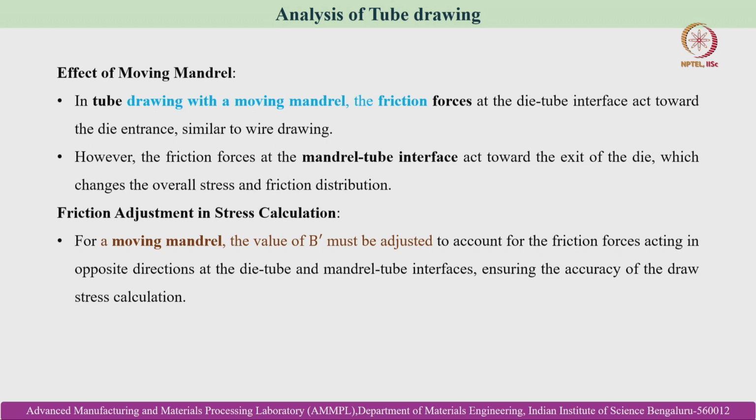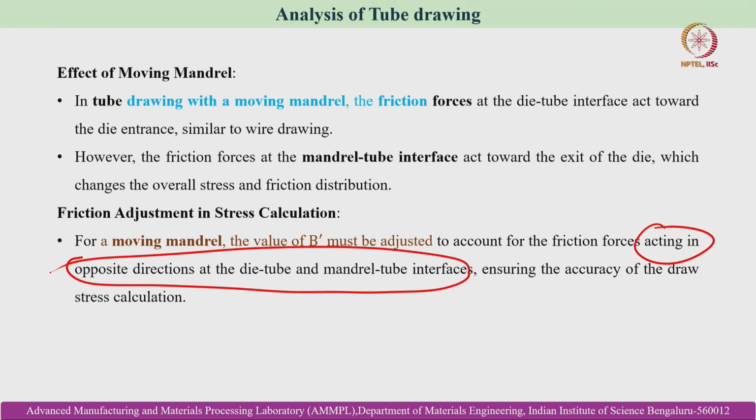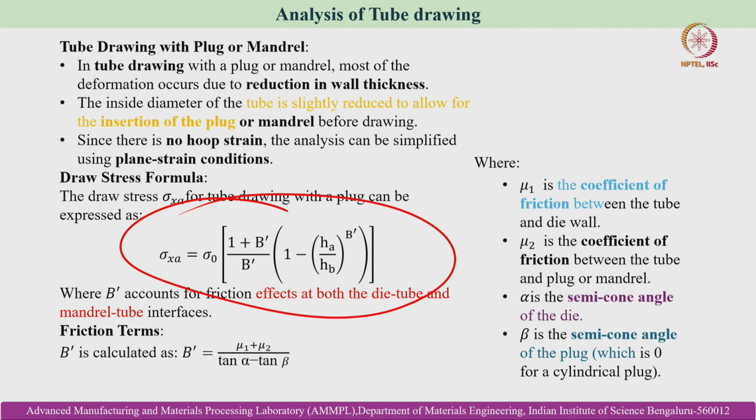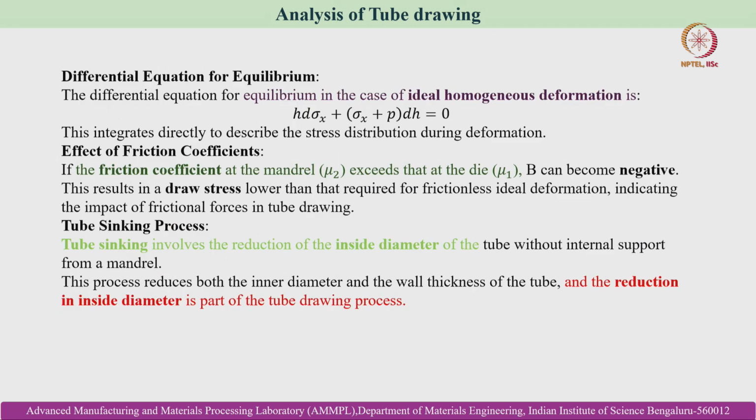Why are they acting in opposite directions, as discussed at the top? Because the friction forces at the die-tube interface act toward the die entrance, whereas the frictional forces at the mandrel-tube interface act toward the exit. That's why they act in opposite directions to each other, ensuring the accuracy of the draw stress calculation that we have discussed in this slide. Then the differential equation for equilibrium, in case of ideal homogeneous deformation, is h d sigma x plus p dh is equal to 0.